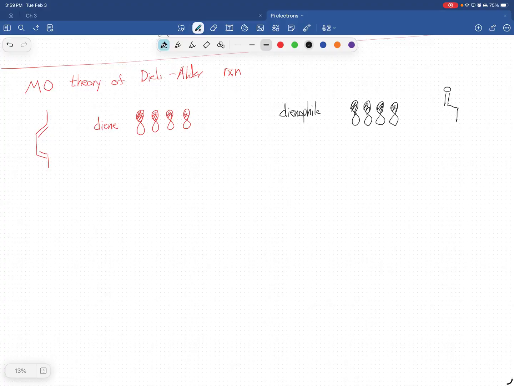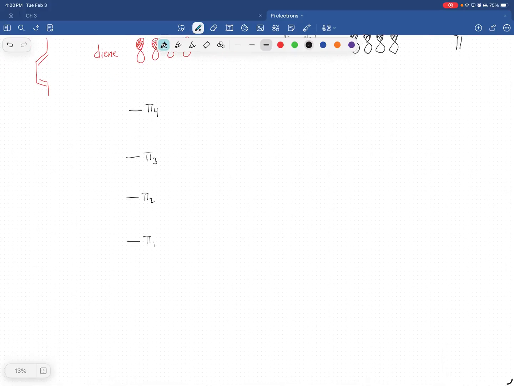Okay, so here's my dienophile. I have an aldehyde bonded to an alkene there. Okay, so in each of these cases, I have 4 pi electrons. I have 4 p orbitals interacting with each other. Okay, so if you have 4 p orbitals interacting, when you draw molecular orbitals, you're going to have 4 different molecular orbitals for each case. So pi 4, pi 3, pi 2, and pi 1.